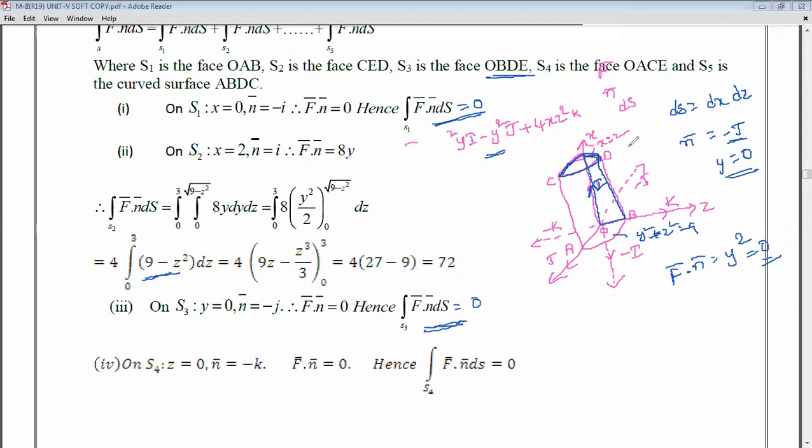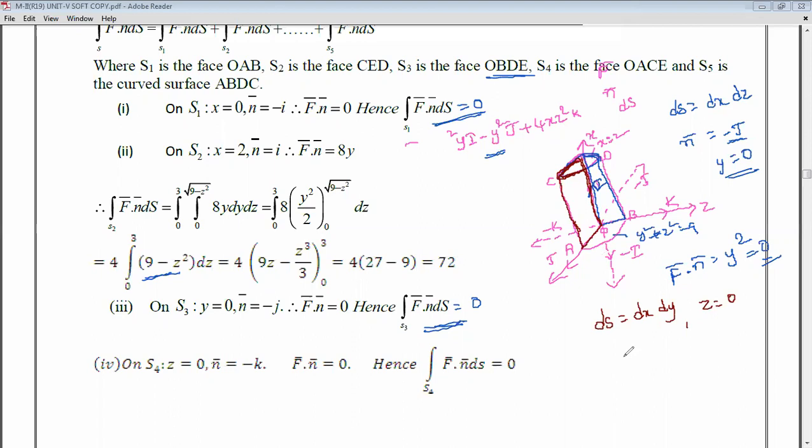Next, coming to the fourth one. What is the face? Here it is having this one, O A C M. This is the one. O A C M, this is located in which plane? The projection is dS equal to dx dy, right? And in the xy plane, what about z? z is equal to 0.